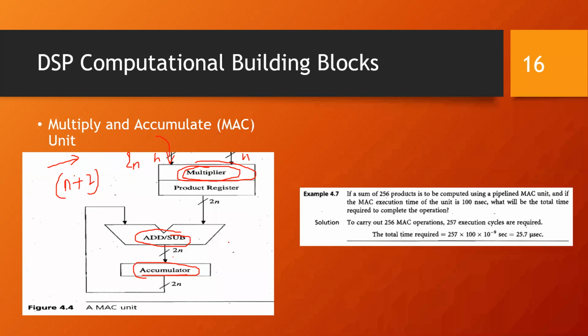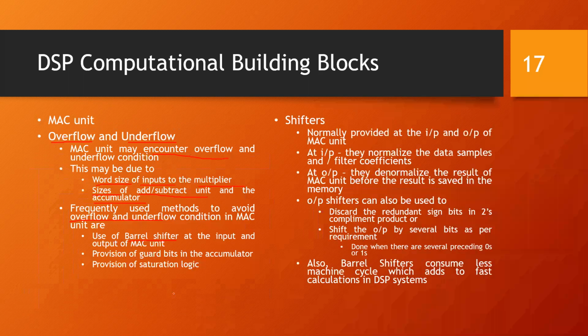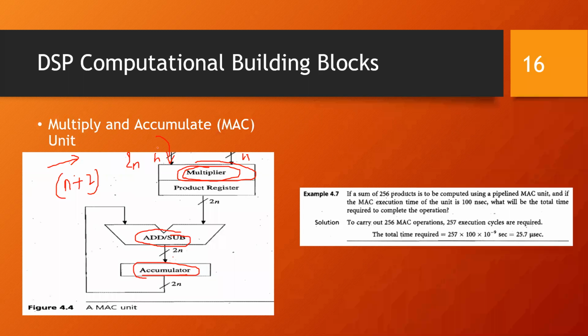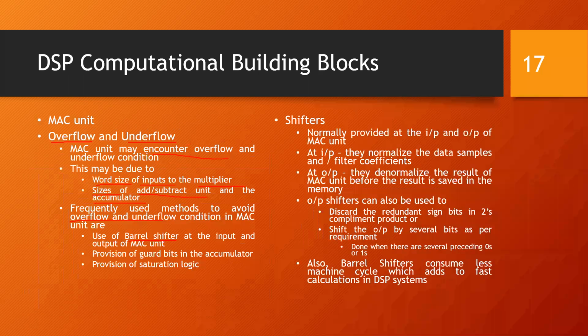So one is using the barrel shifter at the input, and also at the output. If you have shifted at the input, whatever result you get is the shifted version. So to get back the original information, you have to shift it in the opposite direction. Sometimes intermediate results also have to be checked. But generally, we use barrel shifters at the input and at the output, so that we try to avoid this overflow or underflow condition.